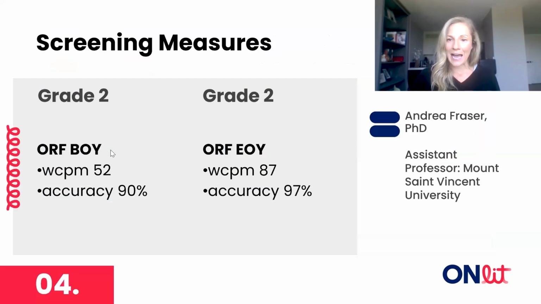For a student to be at benchmark, they need to read at least 52 words correct per minute with at least 90% accuracy at the beginning of grade 2. If I have a student who read exactly that, 52 words correct per minute with 90% accuracy, they would be identified as at benchmark. If I don't screen this student again until the end of the year, I am assuming that they will be responding to the instruction provided and develop as a reader so that by the end of the year, they are reading at least 87 words correct per minute with 97% accuracy.